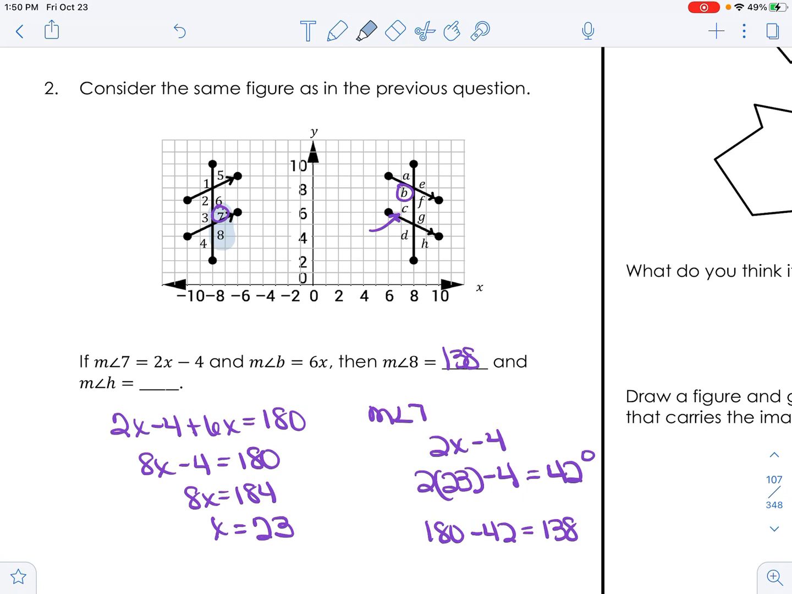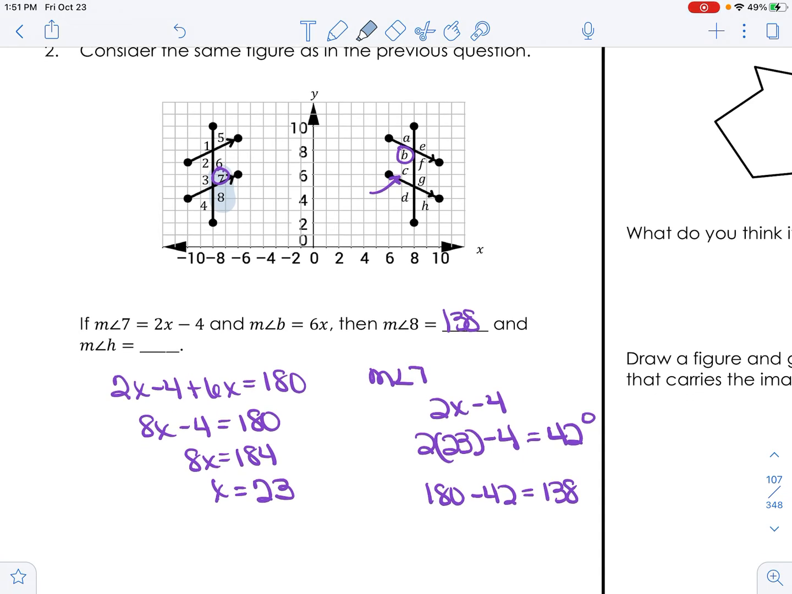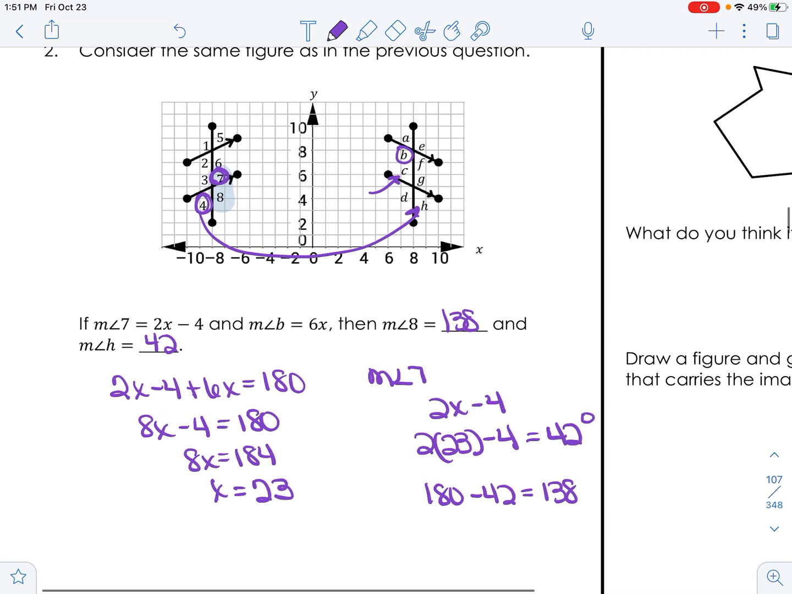Angle B, where was I getting angle B from? I'm sorry, angle H. Oh, it is congruent to angle 4, and angle 4 is going to be 42 degrees. And again, how did I know that angle 4 is 42 degrees? Because angle 7 was 42 degrees, and 7 and 4 are a vertical pair. And 4 and H, okay, it's our pre-image and image.